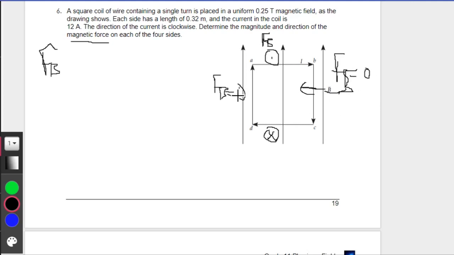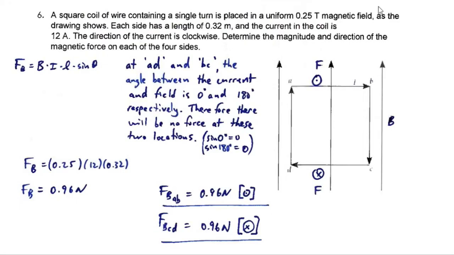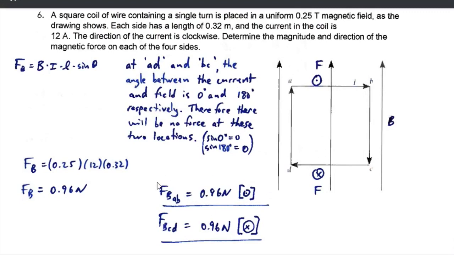So simple enough, we've already calculated the magnitude for AD and BC, and there's no direction because again, we have a value of 0 in either case here. So all we now need to do is determine what the magnitude of our magnetic force is for AB and CD. And since it's a uniform magnetic field with every length being the exact same value, our magnitude is going to be equal for AB over here as well as CD. And so again, just plug it into your formula and you should be good to go. So we have 0.25, we have 12 amps and 0.32 meters. And what you should end up having is a value of 0.96 newtons. And at AB, it's coming out of the page. And at CD over here, it's going into the page.